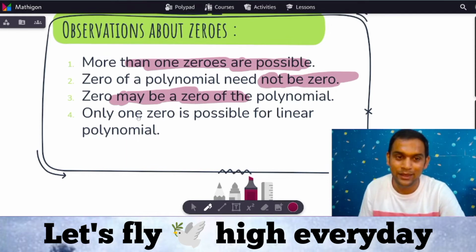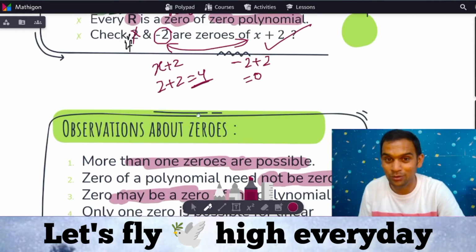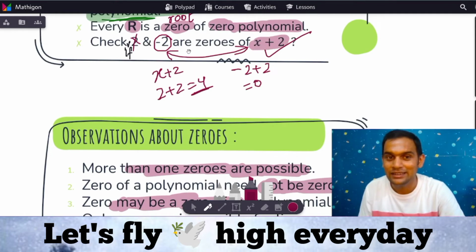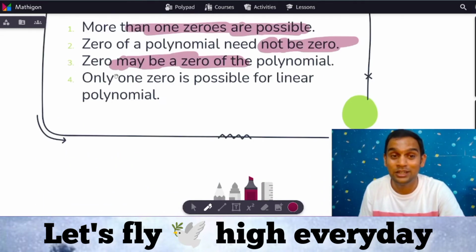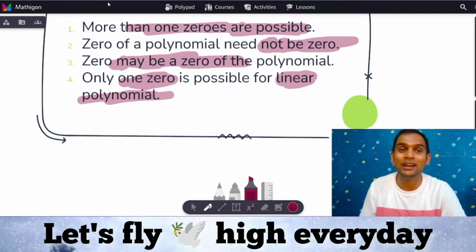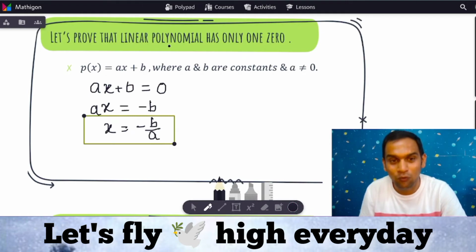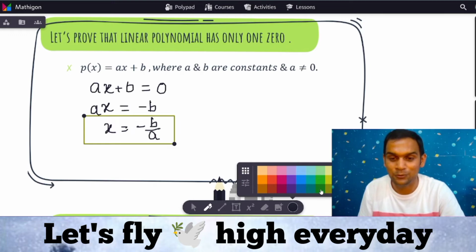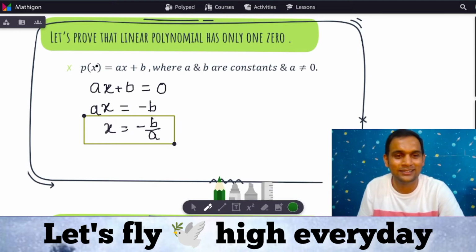It's always a possibility that 0 may be a zero of the polynomial, or we would rather say a root of the polynomial. Now, when we talk about a linear polynomial, as you saw x plus 2, there is only one zero possible. You try to find it out, there will be no other zero possible for a linear polynomial. Now, what is a linear polynomial, my dear friends? A linear polynomial is a polynomial with degree 1, right? So let's now try to prove why a linear polynomial has only one zero. The proof is a little short and a little beautiful.